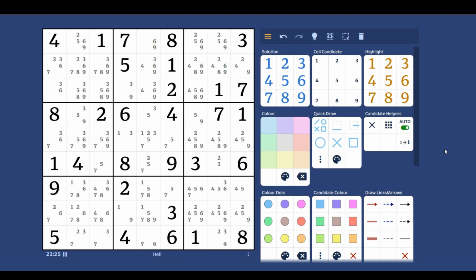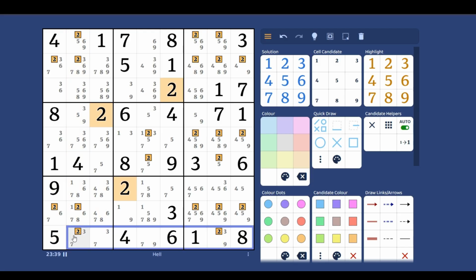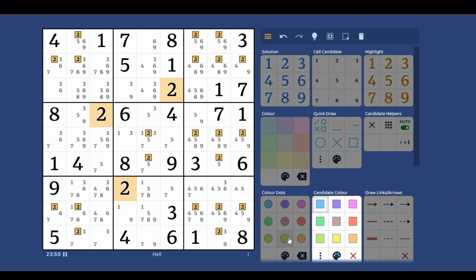Here we have another grid from Sudopedia, and the digit we're going to be focusing on with this grid is the twos. And there are a couple strong links between the twos in this grid, but we really want to focus on this strong link in our bottom row between these two twos that are bilocal in this row. So let's say we color one in blue and one in yellow.